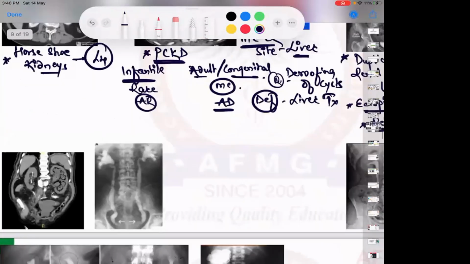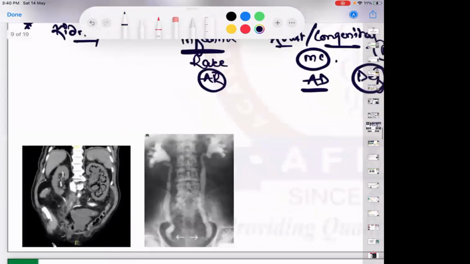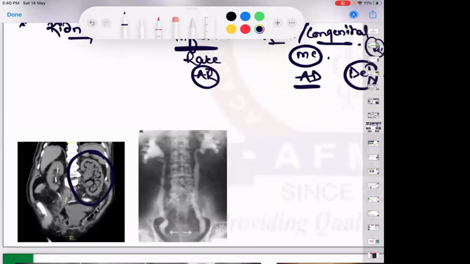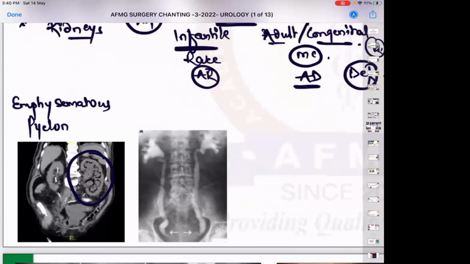Then here what you can see, there is air again in the kidneys, and air jahan jahan hota hai, usko kya bolenge hum? Emphysema. So therefore it is emphysematous pyelonephritis. Pyelo means renal pelvis, nephra means kidney, itis means inflammation. So it is the inflammation of your renal pelvis and the kidneys.